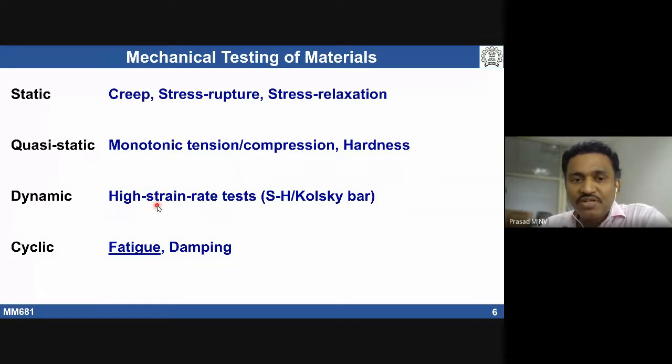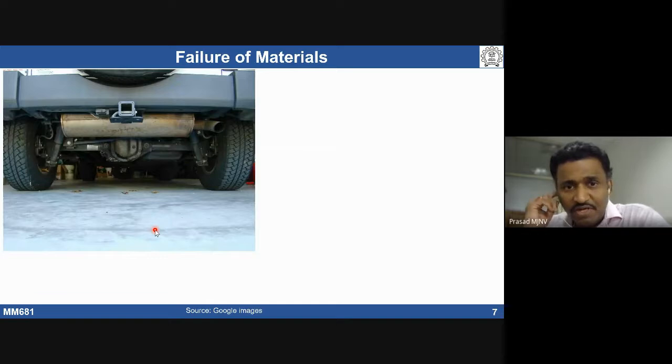We are talking about high strain rates; basically split Hopkinson Kolsky bars come under the category of dynamic strain rate tests. Cyclic tests, fatigue testing, and damping come under the category of cyclic tests. So what we are going to talk about is cyclic testing, basically fatigue, the plastic deformation of a material under cyclic loading conditions.